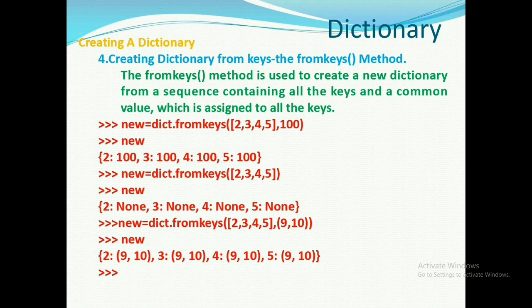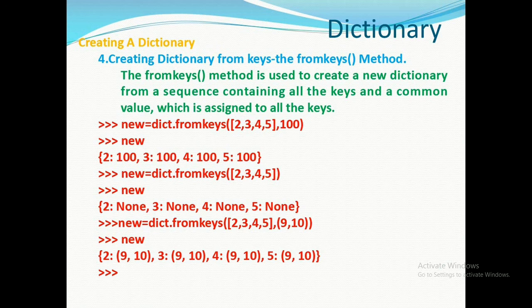We can also create a dictionary using fromkeys. The fromkeys method is used to create a new dictionary from a sequence containing all the keys and a common value. In the first example, dict.fromkeys, we are assigning value 100 to each element of the list. In the second example, we are not providing any value, so None is assigned to each element. In the third example, we are assigning 9 and 10 to each key of the list.